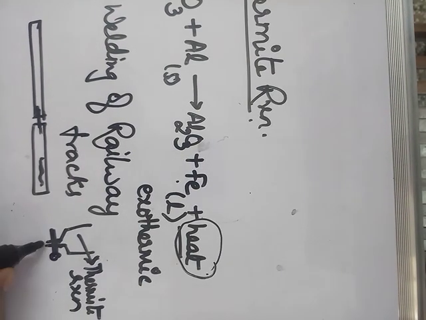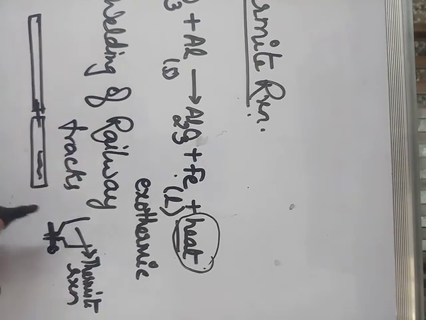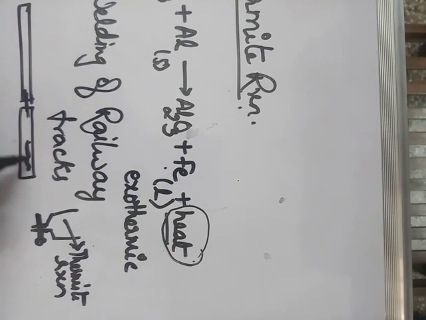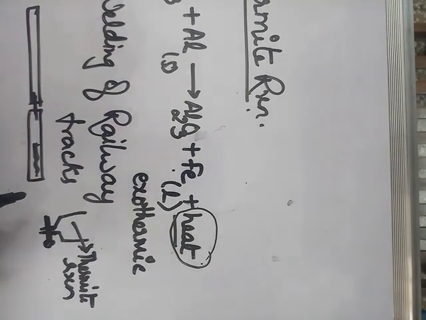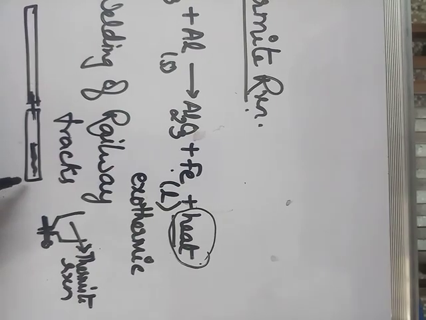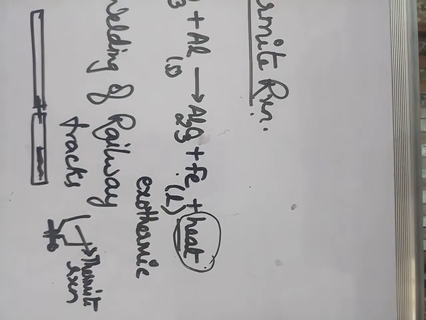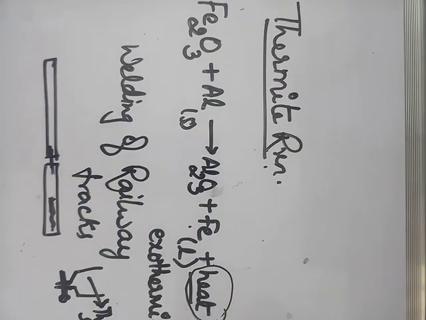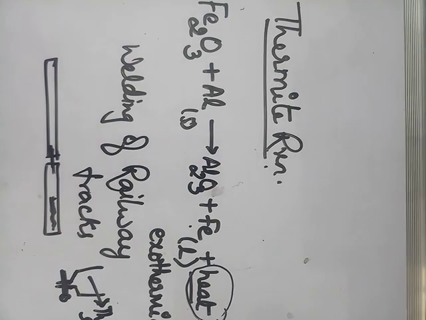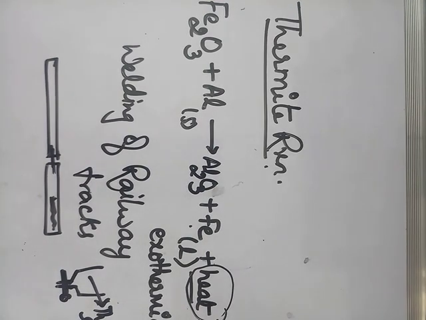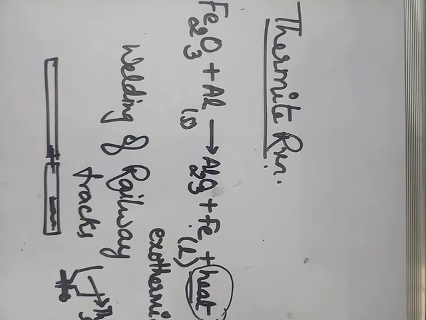This produces the molten iron. So the tap is opened and the molten iron is poured at the place where you get the cracks, so that way it can be welded. This is a very common example of a displacement reaction, and it has a very common use also. So I hope the displacement reaction is clear to everyone.